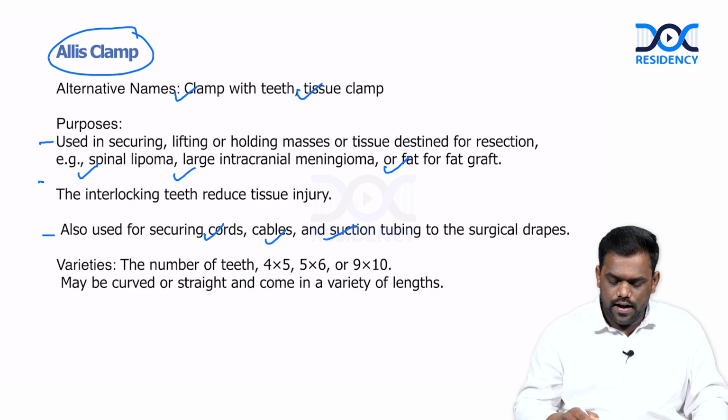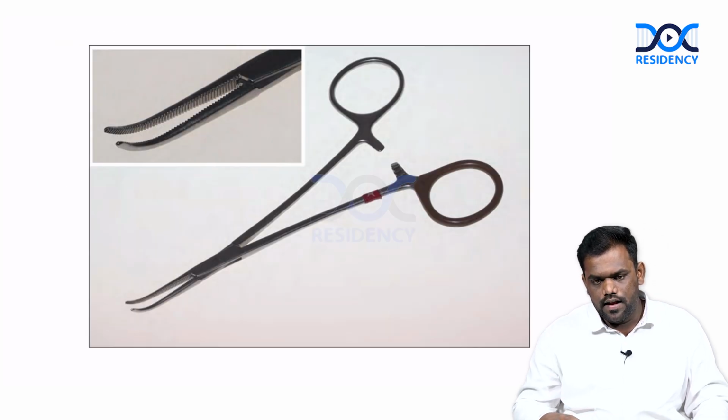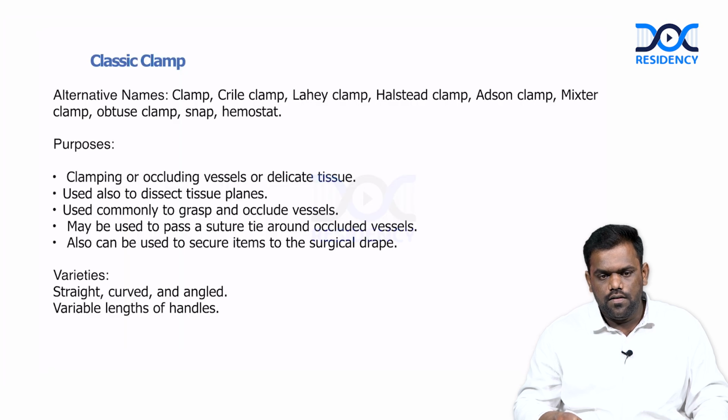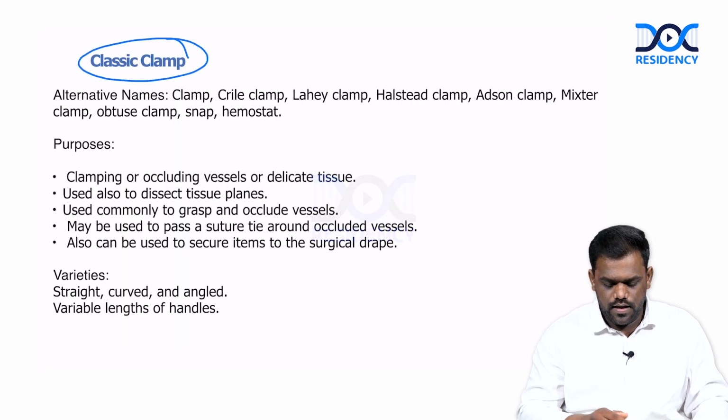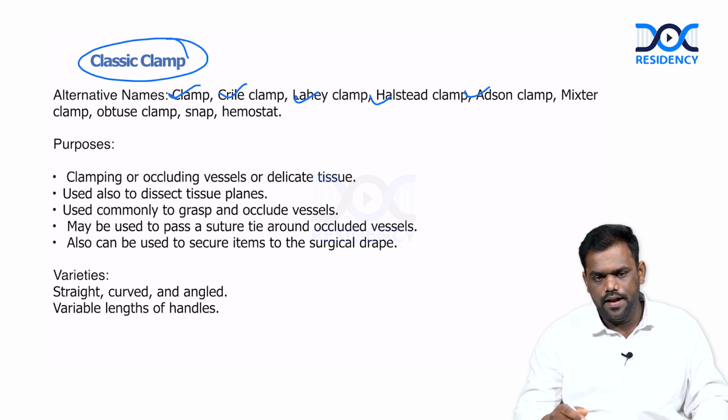It has many varieties based upon the number of teeth. It may be curved or straight, and come in varying lengths. Let's identify this clamp. This is your classic clamp, otherwise called Crile clamp, or Lahey's clamp, or Halsted clamp, or Adson clamp. Many names are there, but it is a routine classic clamp.